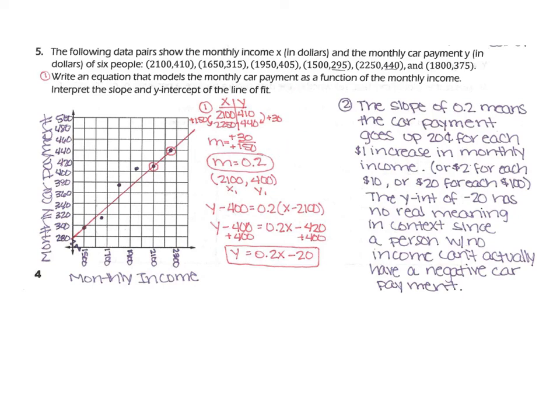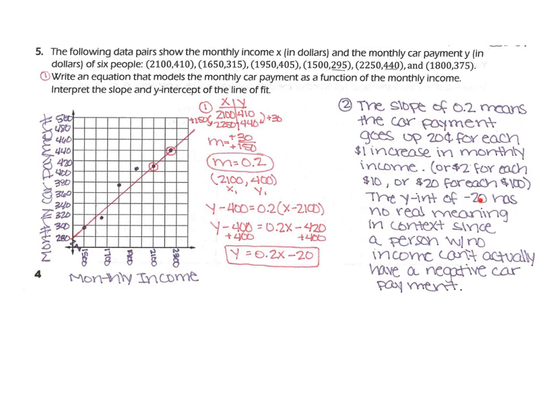So if I wrote my equation based on those 2 points I picked, this is the equation that I came up with. So what did the slope and the y-intercept mean? The slope of 0.2, excuse me, means the car payment goes up 20 cents for each $1 increase in monthly income. Or maybe I could have said the car payment goes up $2 for each $10 increase in income, or maybe even $20 for each $100 increase in income. So any of those ideas would have been okay for explaining what the slope means.